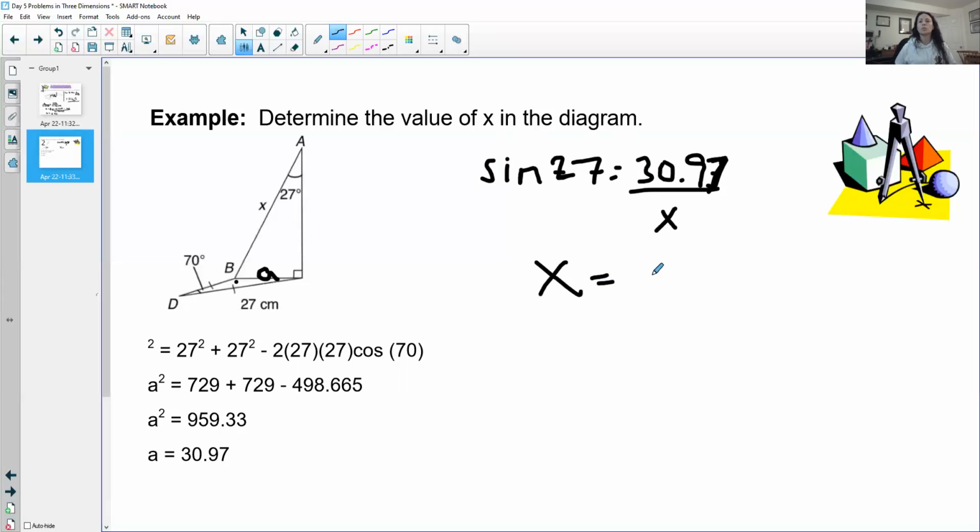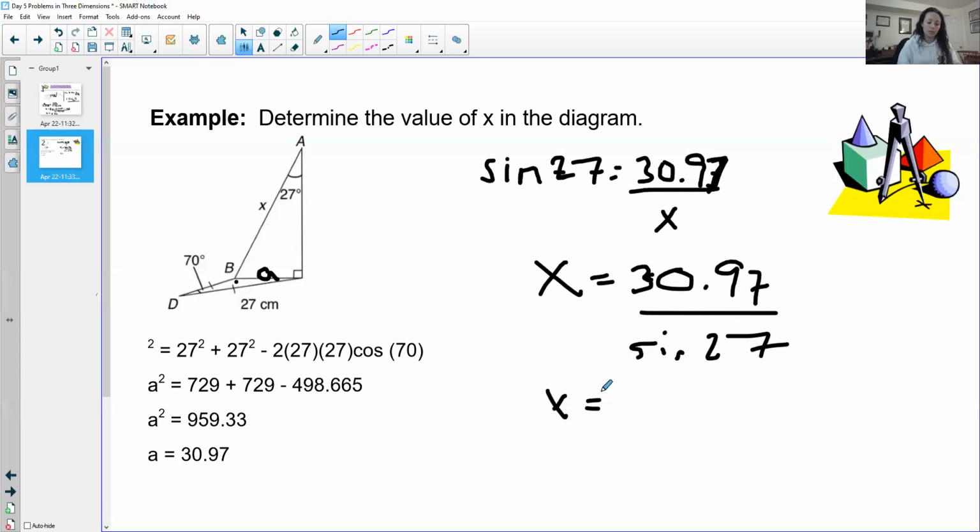So this is x equals 30.97 divided by sine of 27. You can plug that all in one step. You can take multiple steps. And sine of 27. You should get about 68.2. Okay. Oops. 68.2. Okay, and we're dealing with centimeters here.